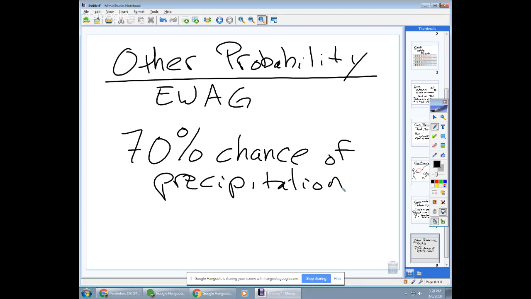So 70% chance of precipitation. What does that mean? It's going to snow in 70% of Pendleton. So there's 30% of Pendleton that won't get any snow? Nope. Does it mean 70% of the day we will get snow, the other 30% we won't? No. My interpretation of this is kind of related to quantum physics.